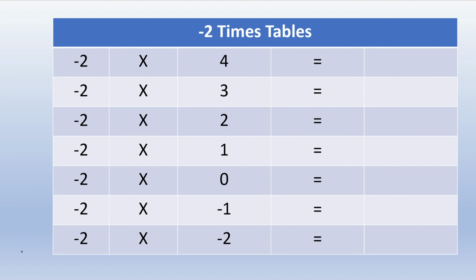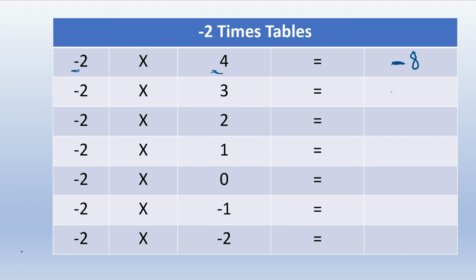So let's start up at the top. -2 times 4 will give me, well, the number is going to be 8, but if you think about the sign, it's a negative multiplied by a positive. So this answer here is going to be a negative.